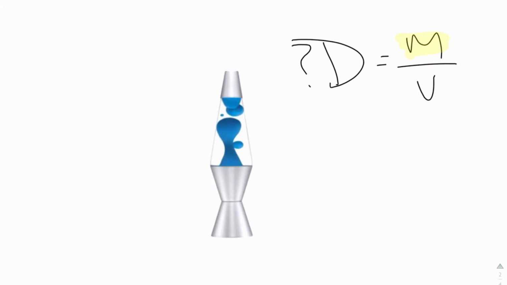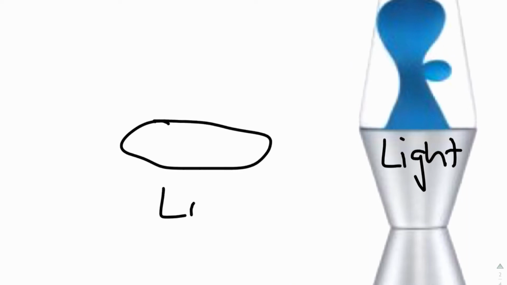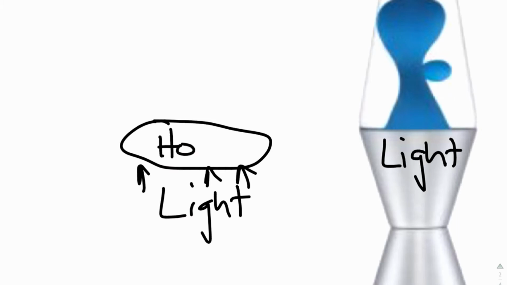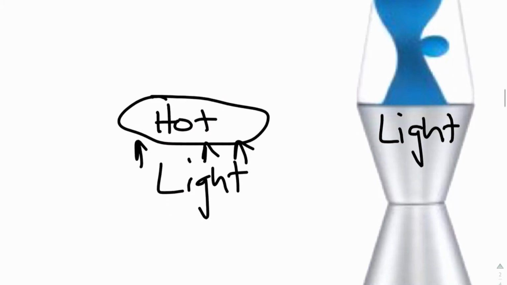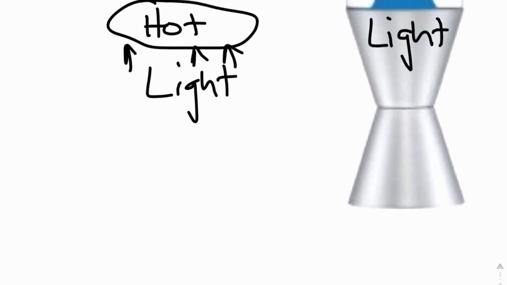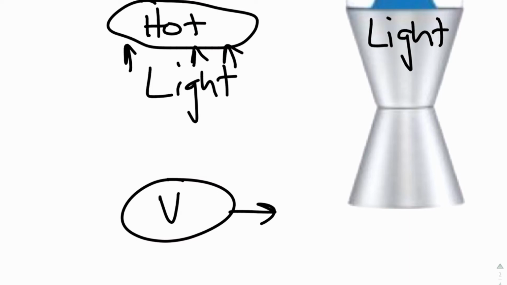Well, here's the deal. Down here at the bottom of the lava lamp, there's a big light. And that light made the wax hot. So here's the deal. You have this blob of wax. You have the light, and the light put some heat into the wax, the wax absorbed the heat, and this wax became hot. But here's the deal. When the wax becomes hot, its volume expands, kind of like a hot air balloon.